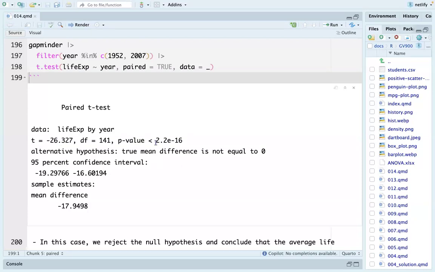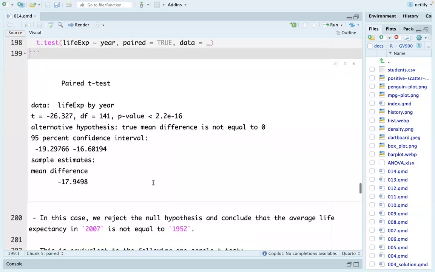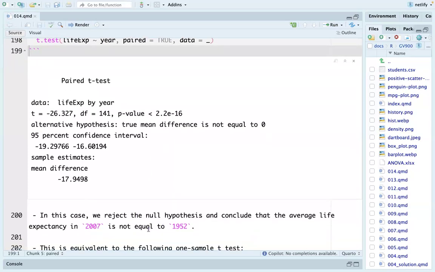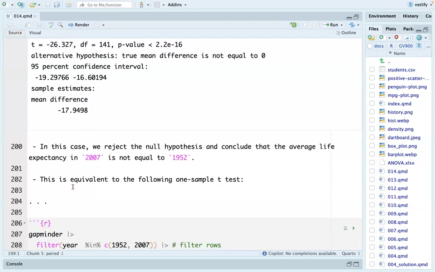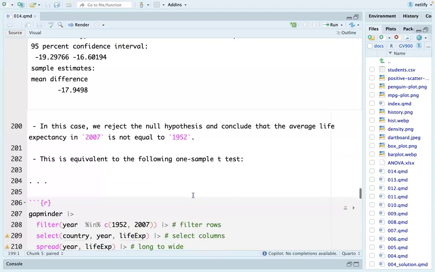So since this p-value is pretty small, we should reject the null hypothesis, which means the life expectancy in 2007 is not equal to 1952. Definitely not. And this is equivalent to the following one sample t-test.